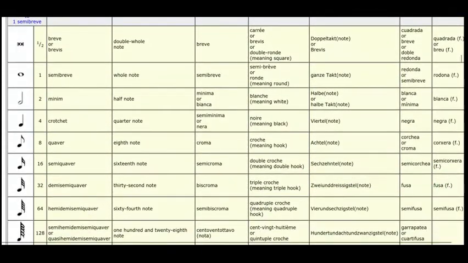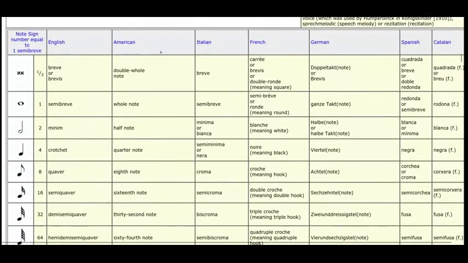All right, interesting thing here. So we are used to these American names for the notes, right? But as you can see, not everybody calls it the same thing.